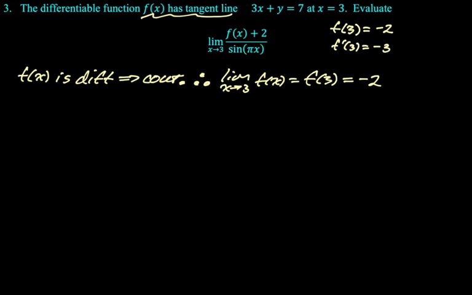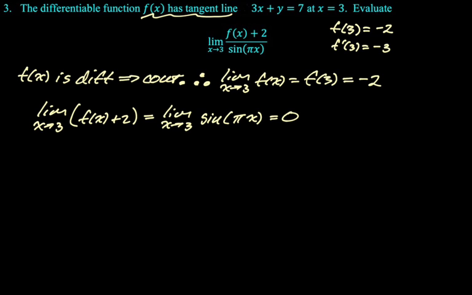We're good to go. So now I'm just going to establish that if I took the limit of the top, I would end up with negative 2 plus 2, which is 0. The sine of 3 pi is 0. So I'm getting 0 for the limit of the top and the bottom. This is L'Hopital's. So I'm going to write that down so that I'm allowed to use L'Hopital's. The limit as x approaches 3 of f of x plus 2 equals the limit as x approaches 3 of sine of pi x equals 0.